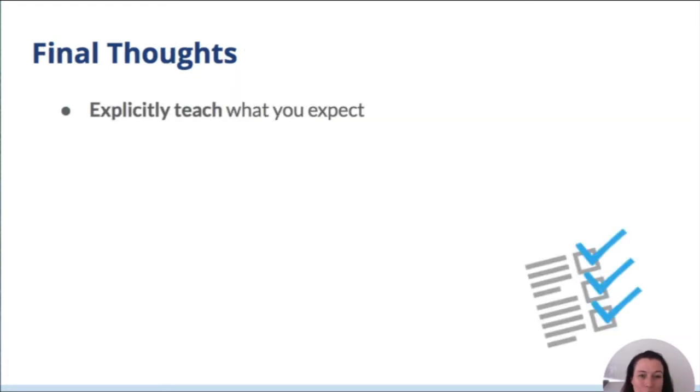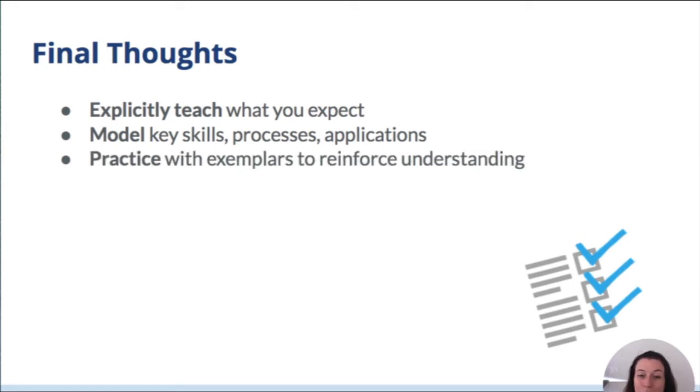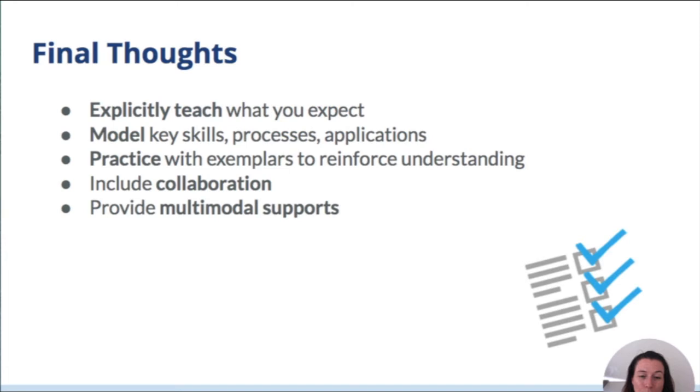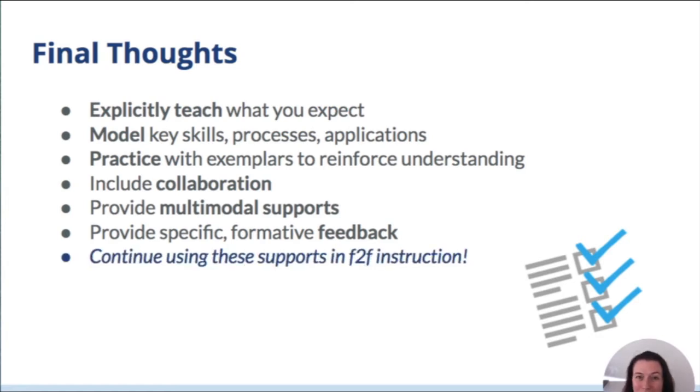Some final thoughts are be explicit. Explicitly teach what you expect, even if you think students should know it, and then model the key skills, the processes, and applications. Practice with exemplars to reinforce understanding so students see what good writing looks like. Include collaboration and peer support, and then provide multimodal supports to help tap into our students' strengths, and then providing specific formative feedback.